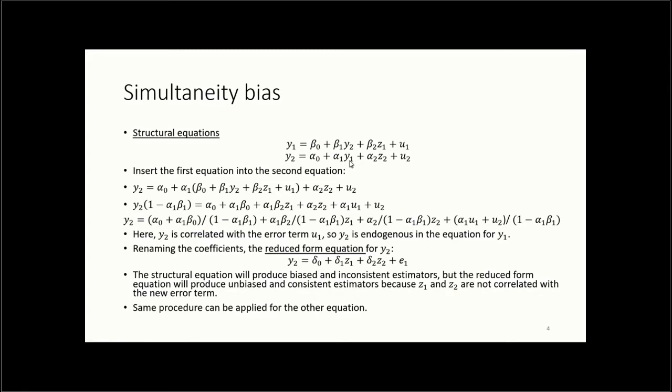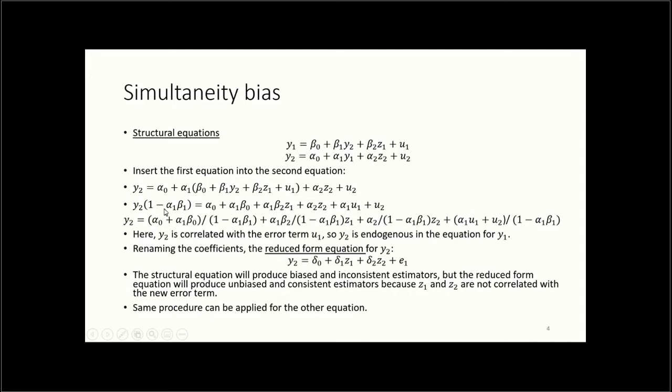So in order to show the simultaneity bias, let's insert the first equation y1 into here. And then, so here's the second equation. This is the expression for y1 right here. And then what we're going to do is we're going to open up these parentheses and collect the terms. So here y2 is happening right here. So we're going to put it on the other side of the equation, and that's what we have here.